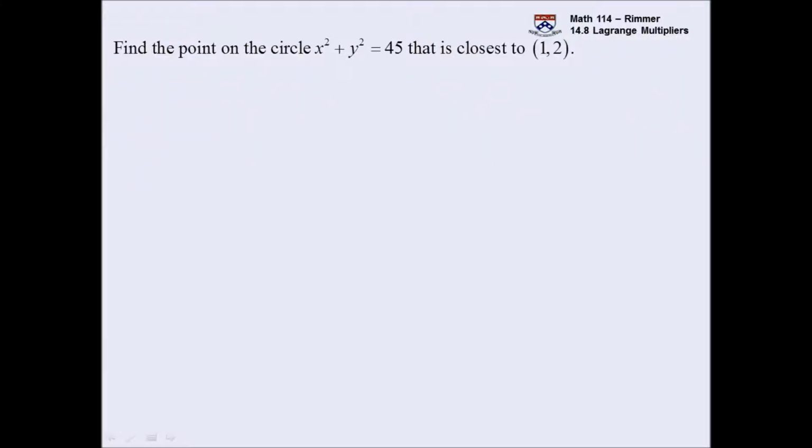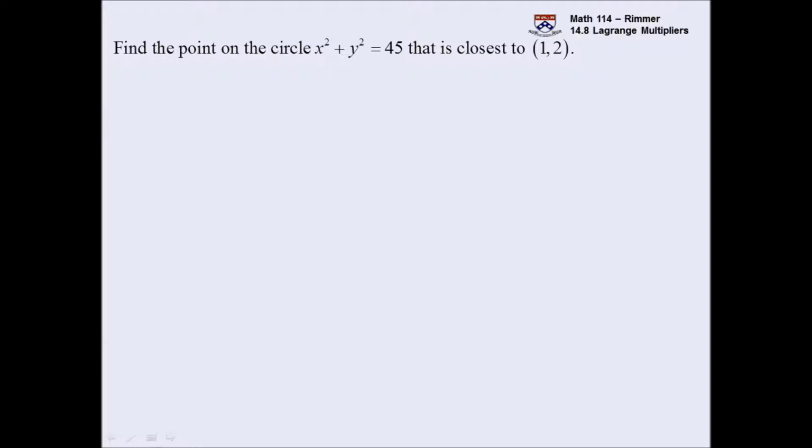The algebra is similar. The question doesn't seem like it's a constrained optimization question, but it is. It's simple. The question seems pretty simple. It says, find the point on the circle that's closest to this point 1, 2. It doesn't even seem like a Lagrange multiplier question.